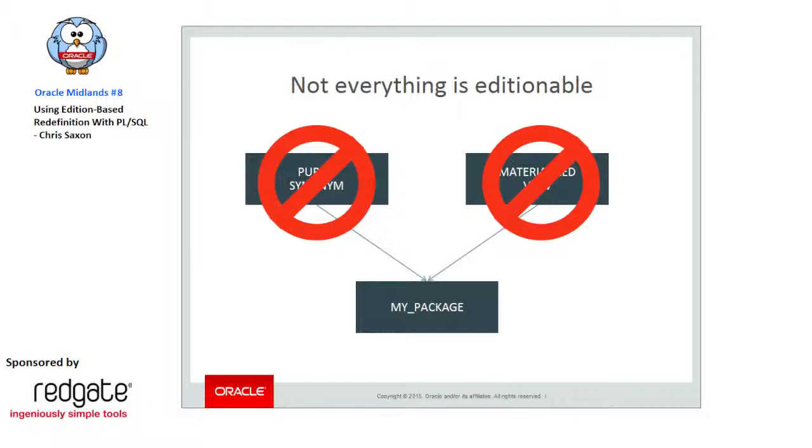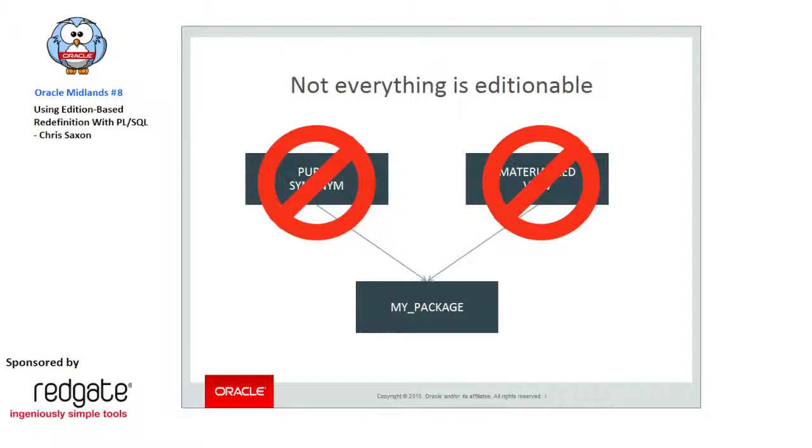So, not all objects are editionable. It's best to look in the docs and double check exactly, but primarily PL/SQL objects are editionable, so packages, views, functions, object types, things like that. Everything else is not editionable, so you can't edition tables, you can't edition indexes. You can edition private synonyms, but you can't edition public synonyms. If you think about it, your public synonym is always visible to everyone, and if you have multiple editions of that, what does that actually resolve to for people who are edition enabled and for people who aren't? Other things, you might have materialized views which reference packages.